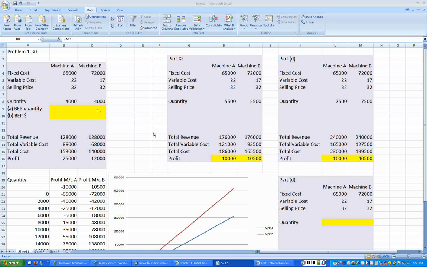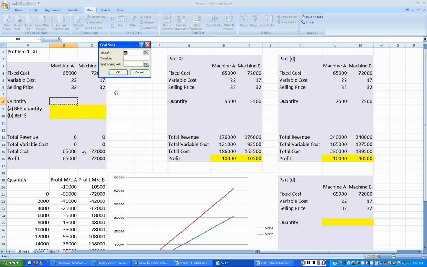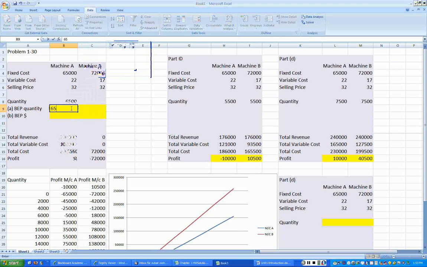Now I'm going to use goal seek to get the break-even quantity. I want to blank out these two areas, then go to data, what-if analysis, goal seek. The changing cell is going to be the quantity, and the set cell is going to be the profit, where we are looking at a profit of 0 for that quantity. What is that quantity? Set that to 0, click OK. We get 6,500. Click OK, and let's just write down 6,500 there.